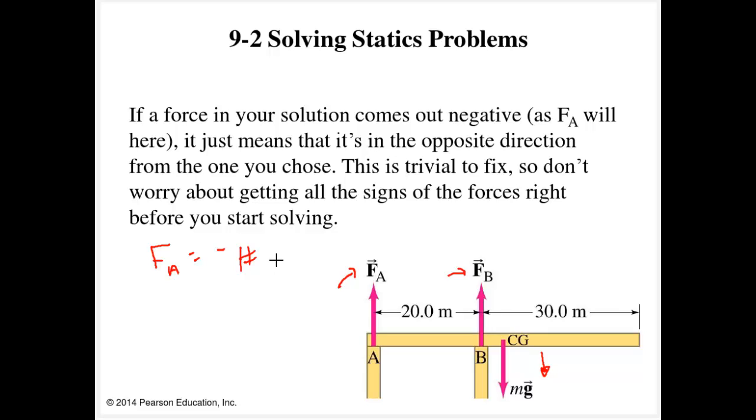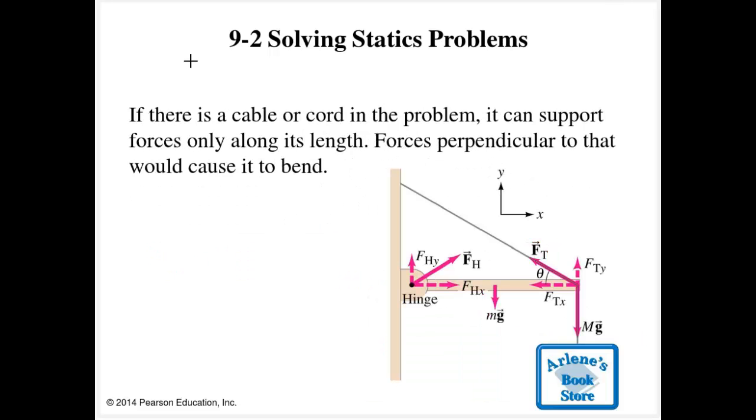That doesn't tell you that you did the problem totally, utterly incorrectly. All it tells you is that you chose your force A to be in the wrong direction. So essentially, A is not going to be supporting the table. A is going to be holding the table down as the center of gravity wants to make the table rotate in that direction right there. So you don't necessarily need to worry about getting all the signs of the forces right before you start solving statics problems. So let's take a quick look at solving a sample static problem.